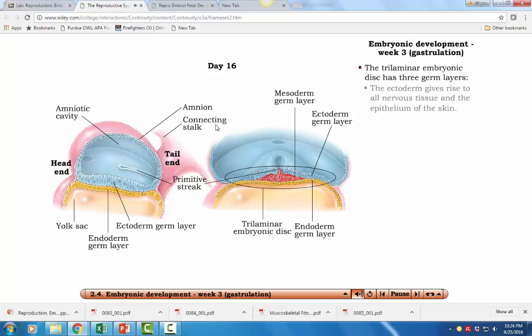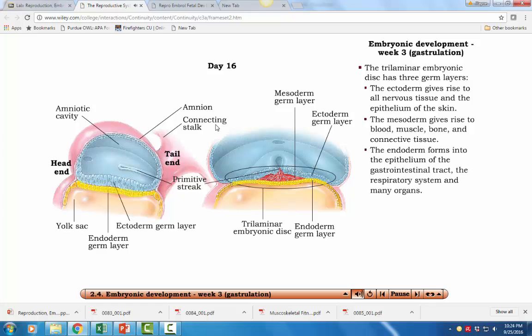The ectoderm gives rise to all nervous tissue and the epithelium of the skin. The mesoderm gives rise to blood, muscle, bone, and connective tissue. The endoderm forms into the epithelium of the gastrointestinal tract, the respiratory system, and many organs.